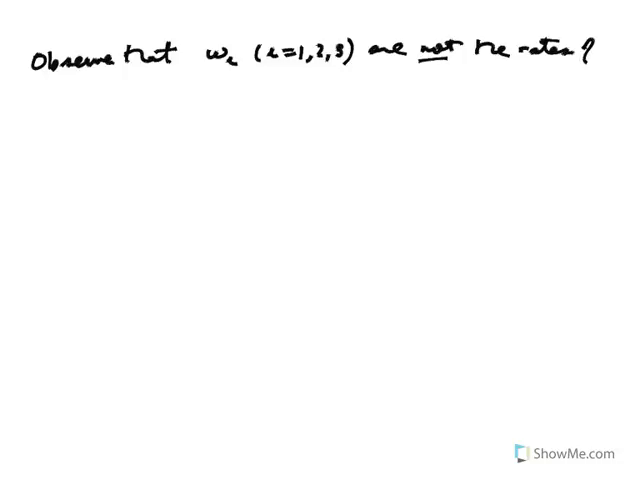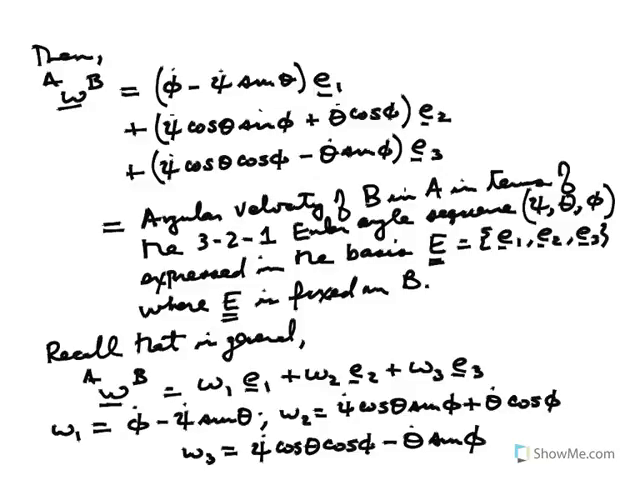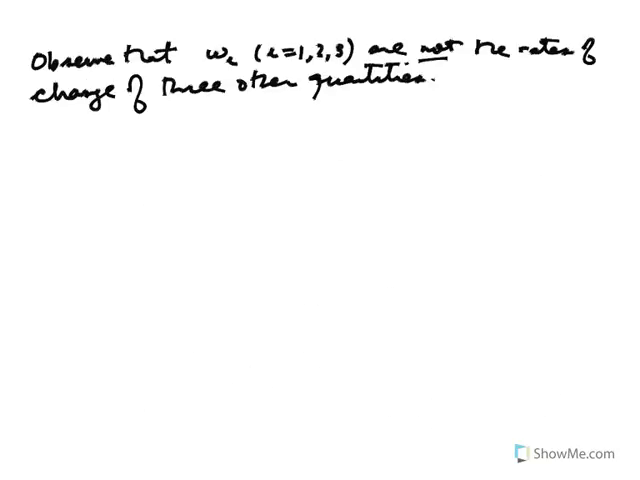Observe that omega I, for I equals 1, 2, and 3, are not the rates of change of 3 other quantities. Because if you look at these quantities, you'll see that omega 1 is phi dot minus psi dot sine theta. There's no quantity such that when I take its derivative, I get phi dot minus psi dot sine theta. So in general, this goes back to what I said at the beginning.